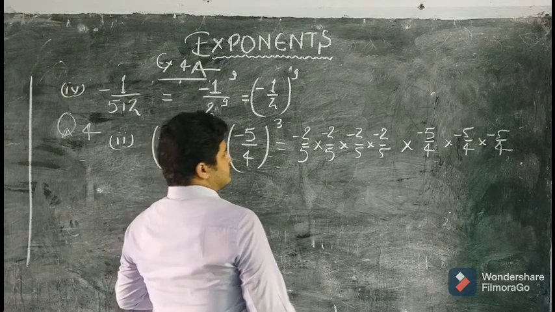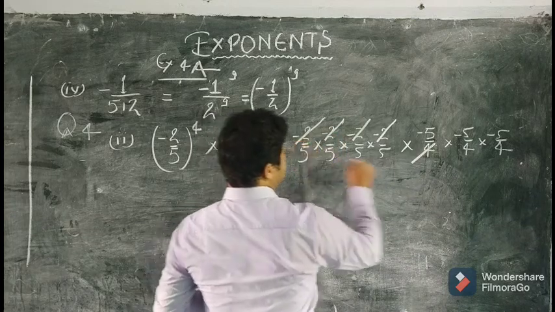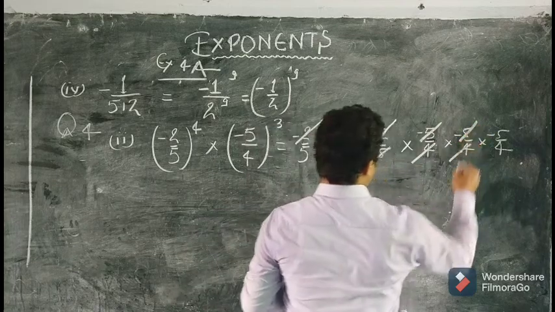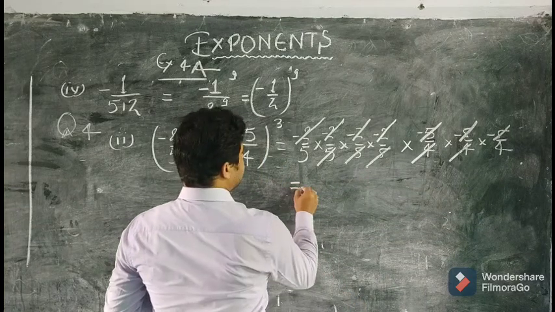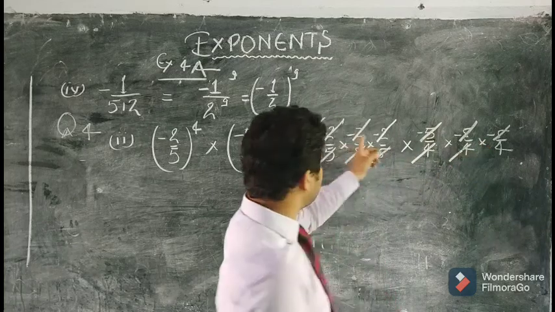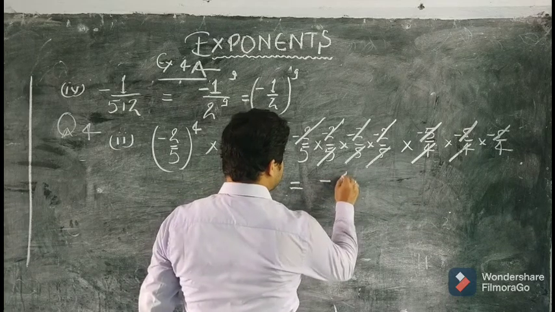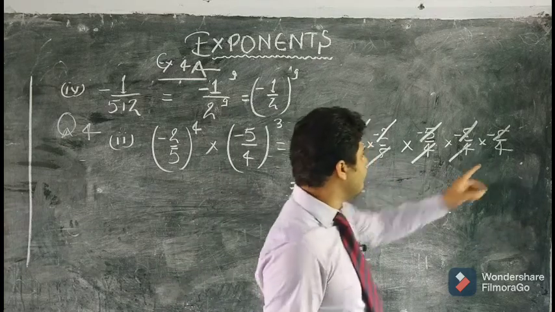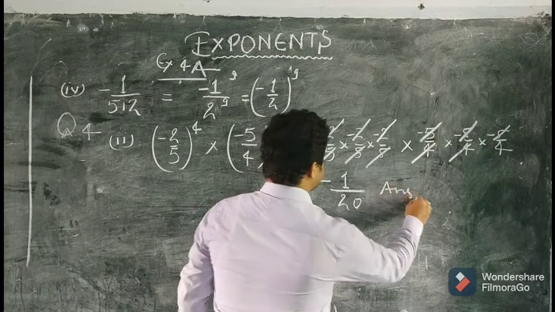So let's see what gets cancelled. 2 2s are 4, again 2 2s are 4, 5 1s are 5, 5 1s are 5, and 5 1s are 5. So in the numerator, minus 4 times and minus 3 times. So 4 and 3, 7 times. 7 times is an odd number of times, so the answer will be minus 1. And in the denominator, one 5 and one 4. So 5 into 4 will give you 20. So minus 1 by 20 will be the answer.